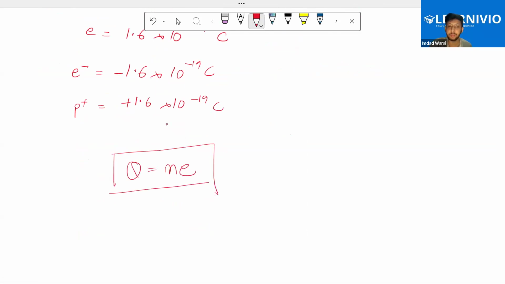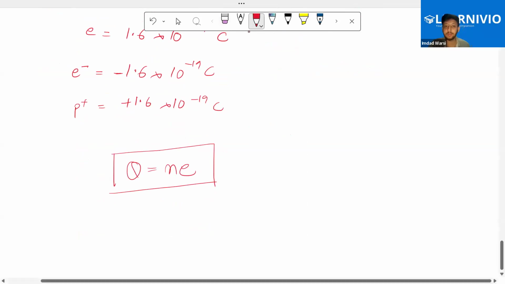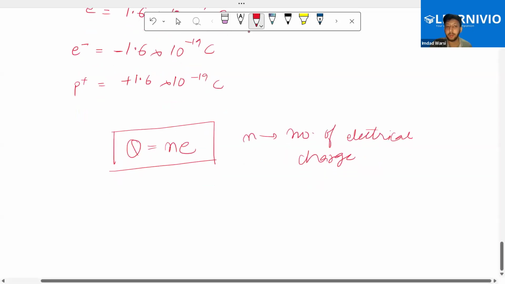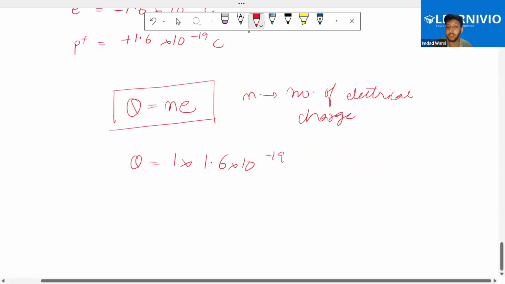This is the formula. N means number of electrical charge. Now you tell me, what will be the charge on a body if I give it one electrical charge? N will be one, so 1 into the value of E, 1.6 into 10 to the power minus 19, which means the smallest charge you can have on a body is 1.6 into 10 to the power minus 19. We already saw this, right?